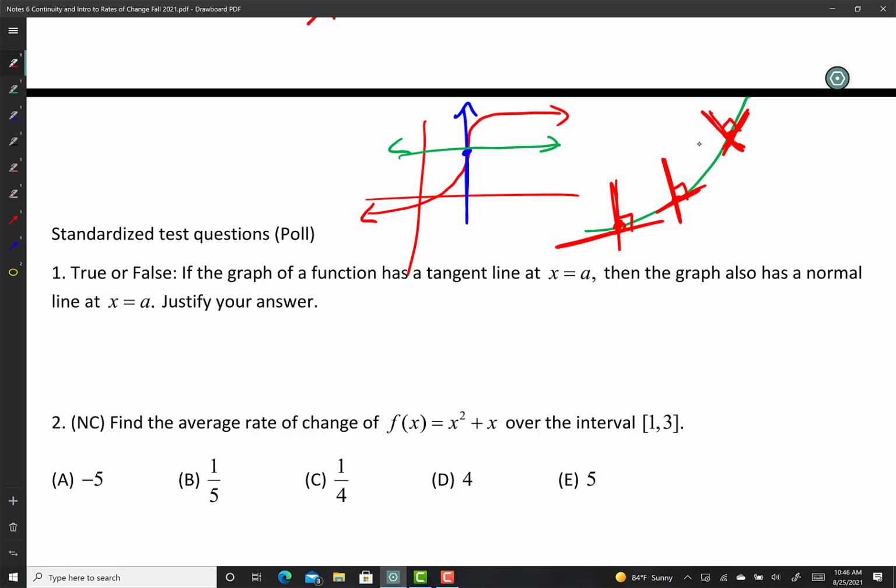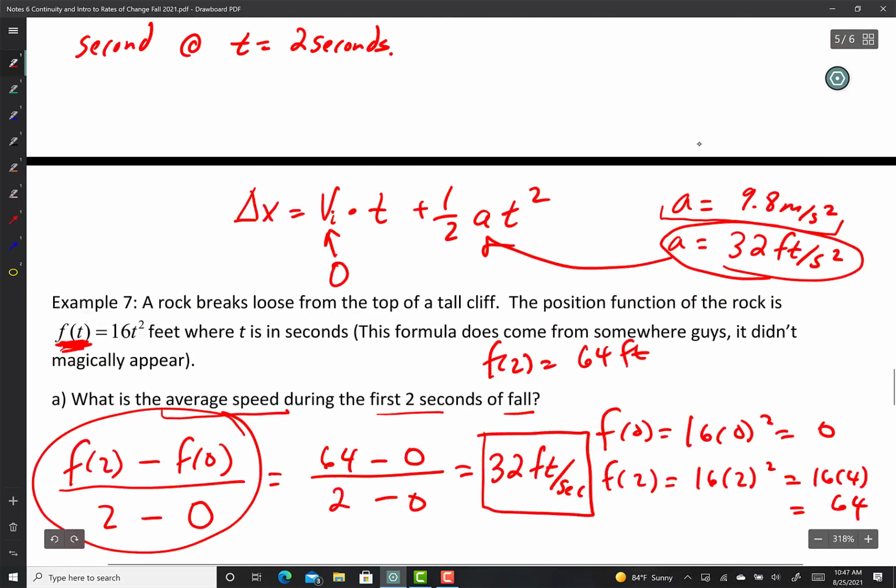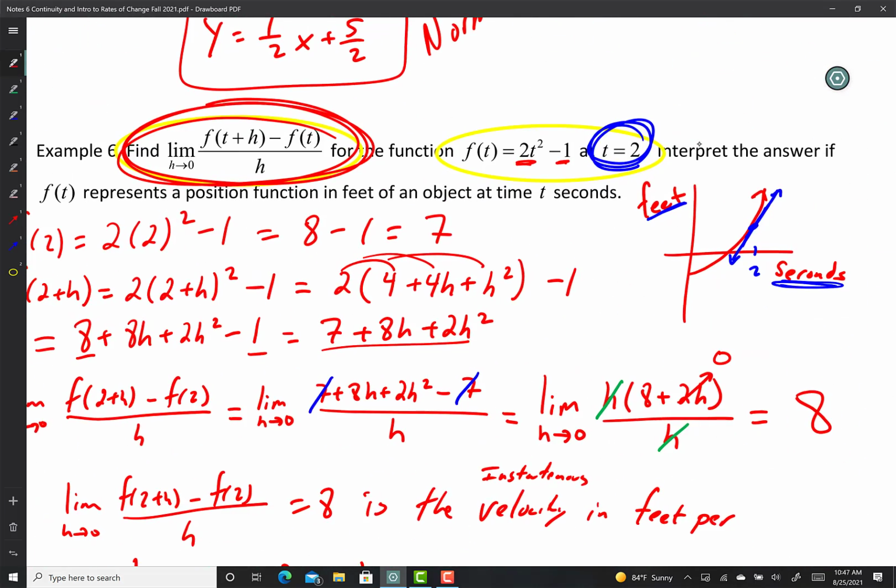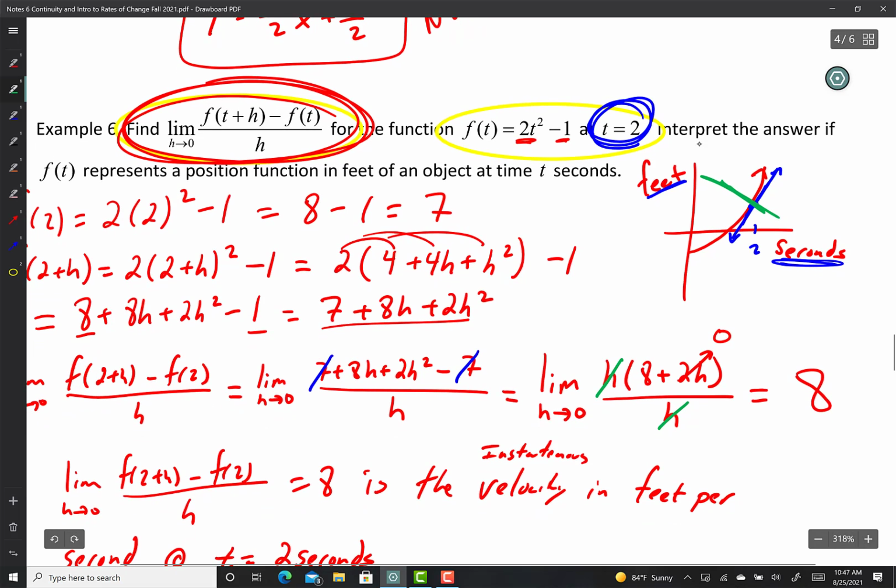No. Okay. Let's read it. If the graph of a function has a tangent line at x equals a, then the graph also has a normal line at x equals a. This is just a coordinate. So if I tell you that I have a tangent at 2, which happens to be 8, I also have a normal at 2, and the slope of that green line will be negative 1/8. That's all it means. This true-false question is not asking what the line actually looks like. It's just asking if it counts. If I have a tangent, do I have a normal?